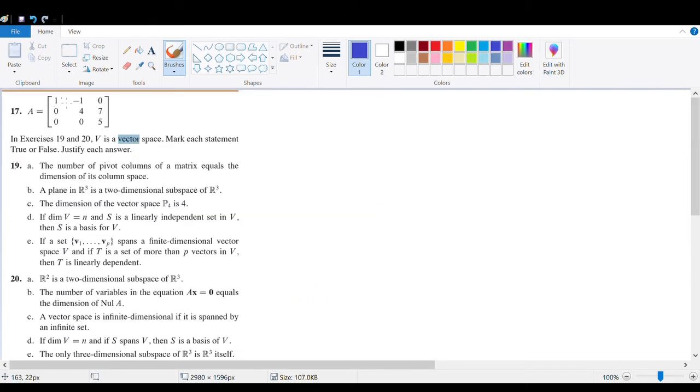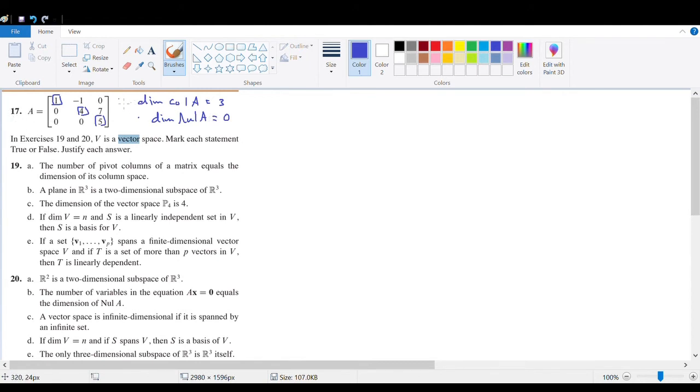Similarly, in 17, to find the dimension of Col A, which is the number of pivot columns, here we have 3. So the dimension of Col A is equal to 3, and the dimension of Nul A is the number of free variables. Since we don't have free variables, this one is equal to 0.